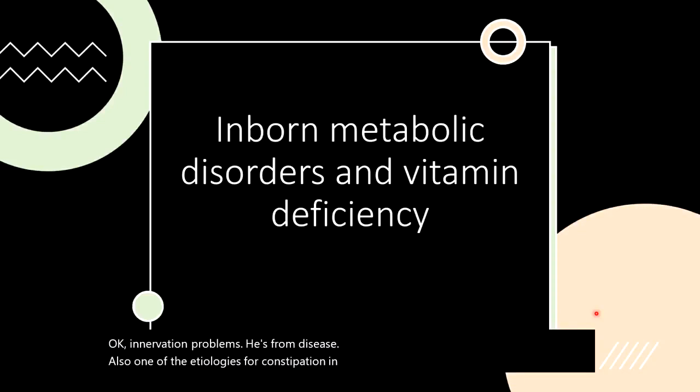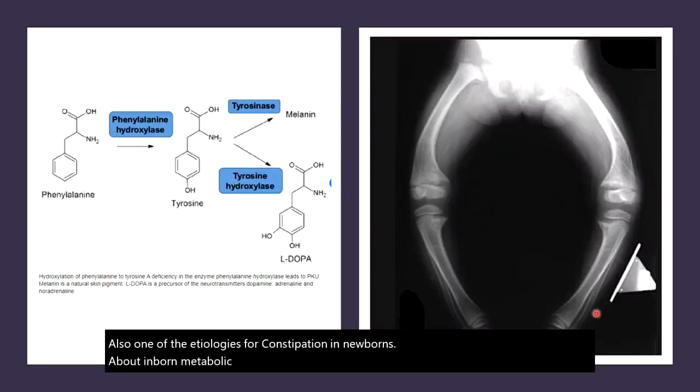About inborn metabolic disorders and vitamin B deficiency, we talked about phenylketonuria, mainly a problem of an enzyme called phenylalanine hydroxylase, responsible for transforming phenylalanine into tyrosine. And remember, tyrosine is the product from where we're going to form melanin and L-DOPA, and L-DOPA is the precursor for almost all neurotransmitters.